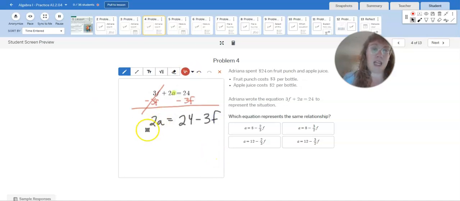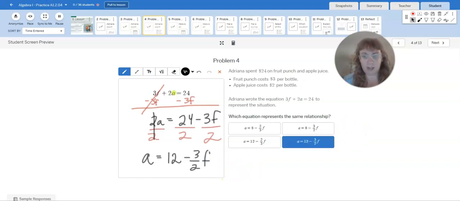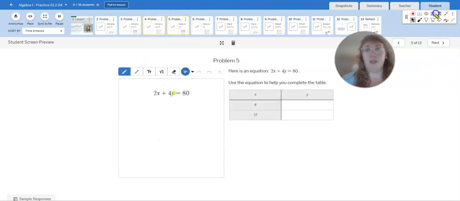And then we want to get a alone, so we're going to divide everything by 2. 2 divided by 2 is just 1, so we have 1a, or apple juice. 24 divided by 2 is 12, minus 3 halves f. 12 minus 3 halves f. There we go. Beautiful. Push ahead to slide 5 when you're ready.